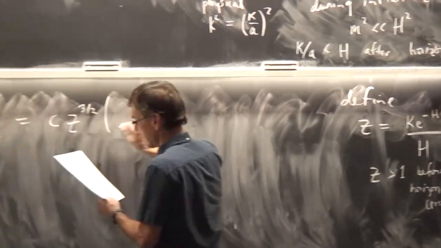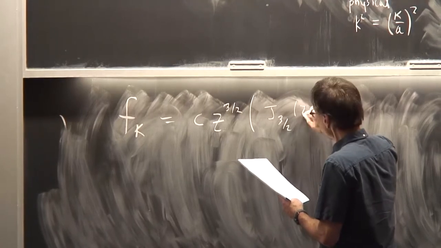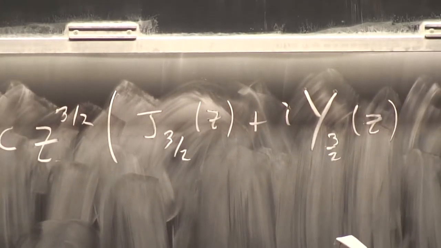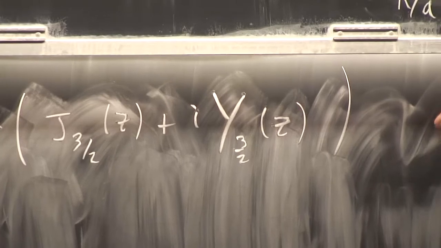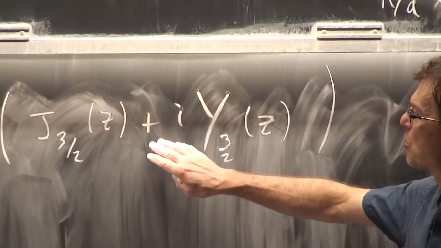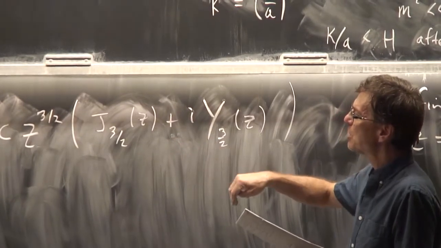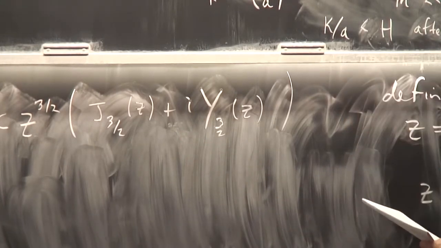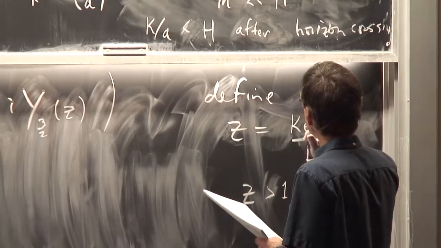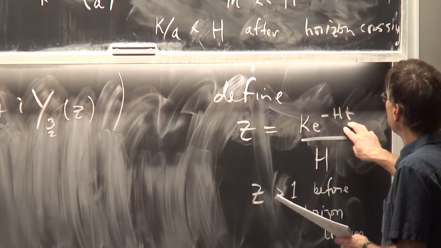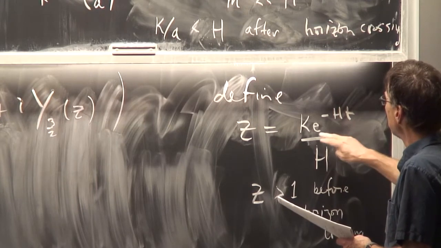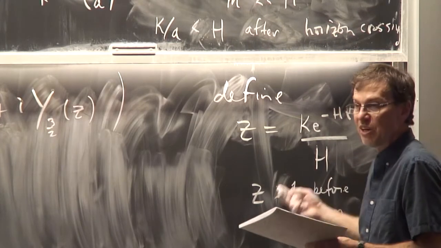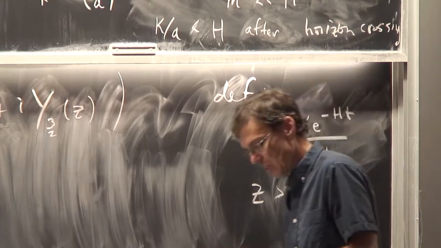So it turns out it's J 3/2 plus i Y 3/2 of z. And there are two linear combinations you can choose. You'll see I've chosen this linear combination so that it will correspond to the usual Minkowski space solution when we go to very early times. At very early times, physical k is becoming big compared to H. It means that the effect of H should be negligible, and we can think of it as being like Minkowski space.